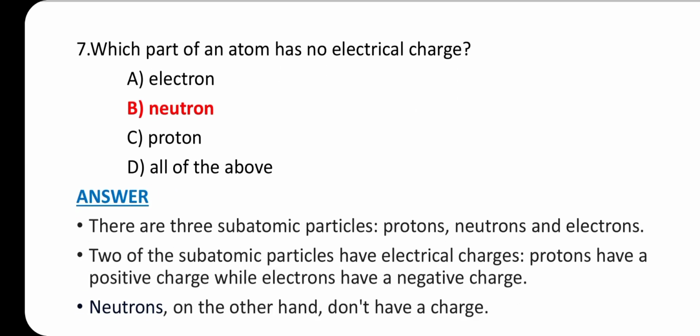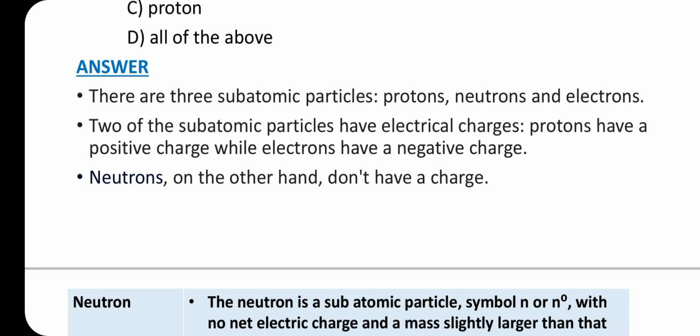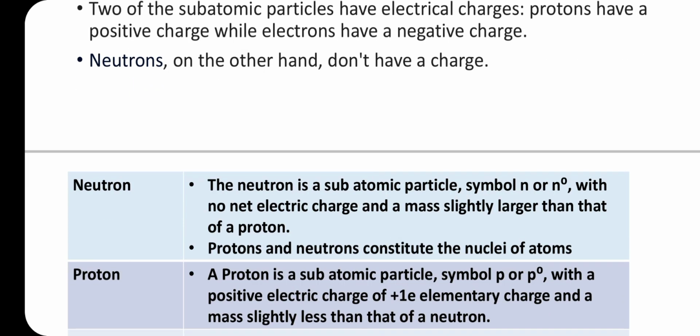Which part of an atom has no electrical charge? Answer is option B, neutron. There are 3 subatomic particles: protons, neutrons and electrons. 2 of the subatomic particles have electrical charges. Protons have positive charges while electrons have negative charges. Neutrons on the other hand don't have a charge.